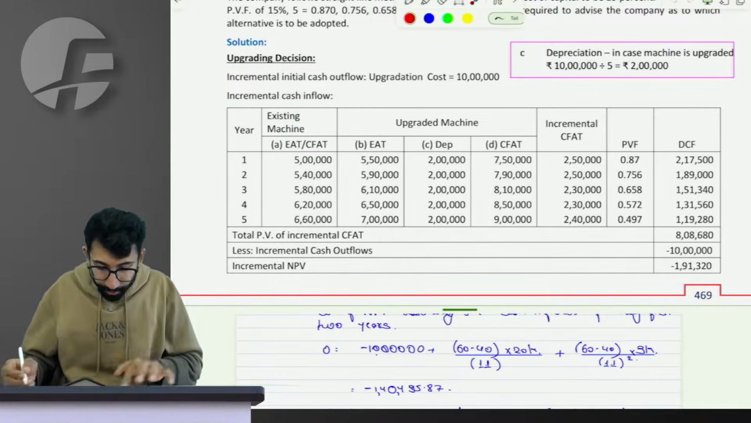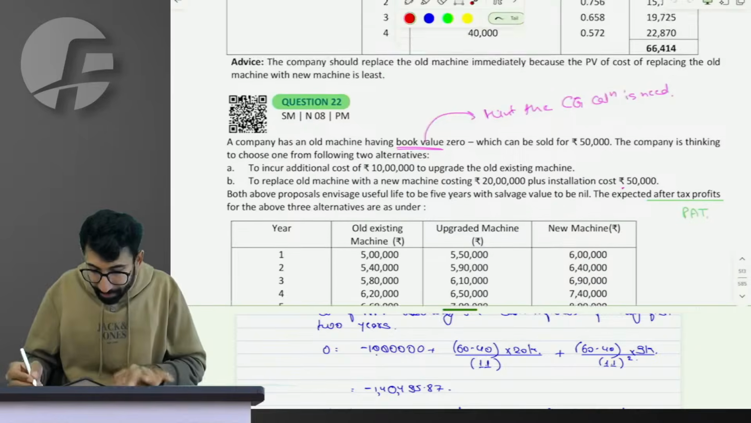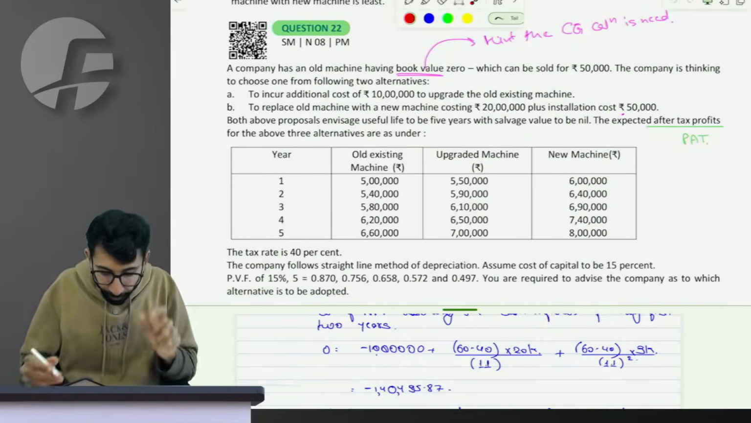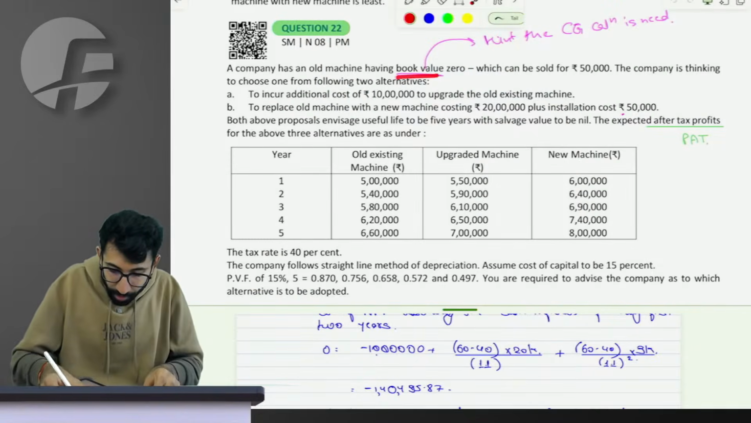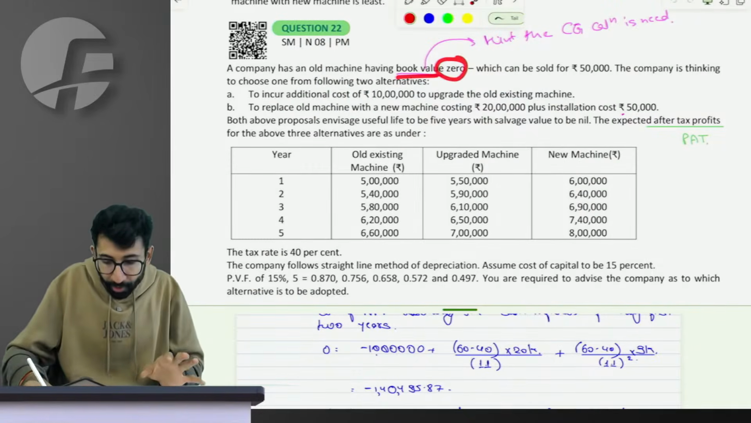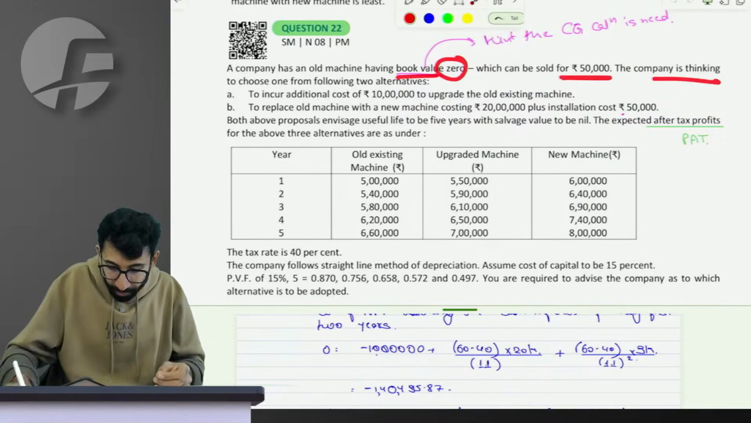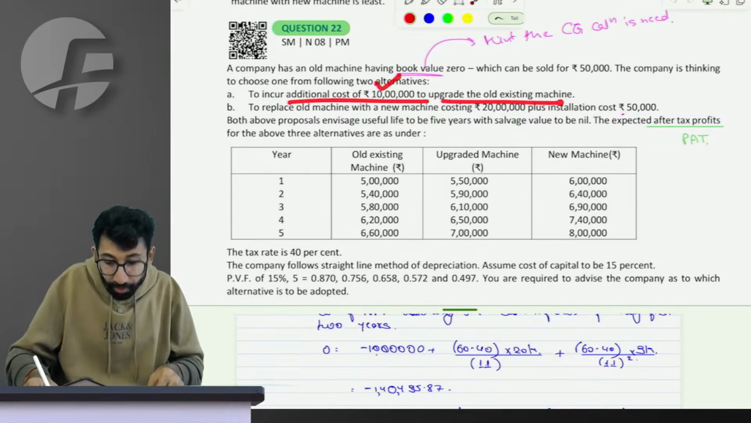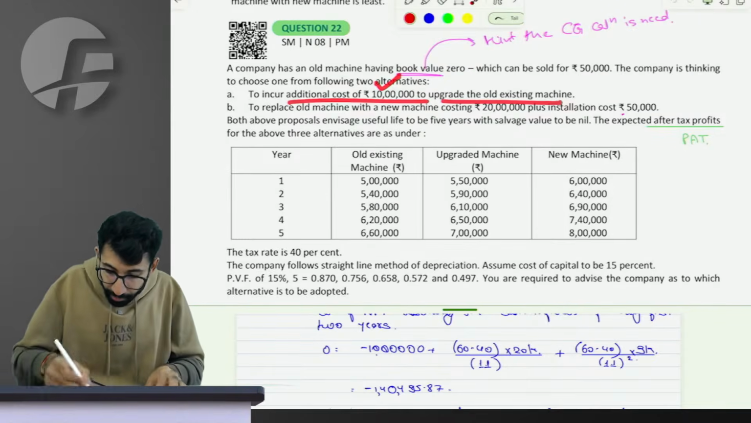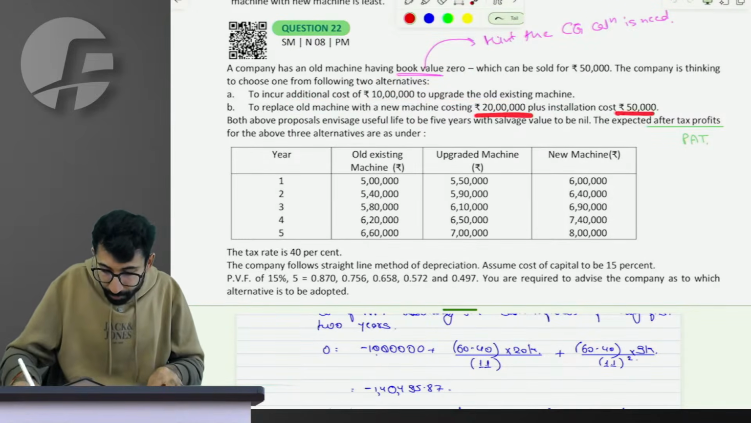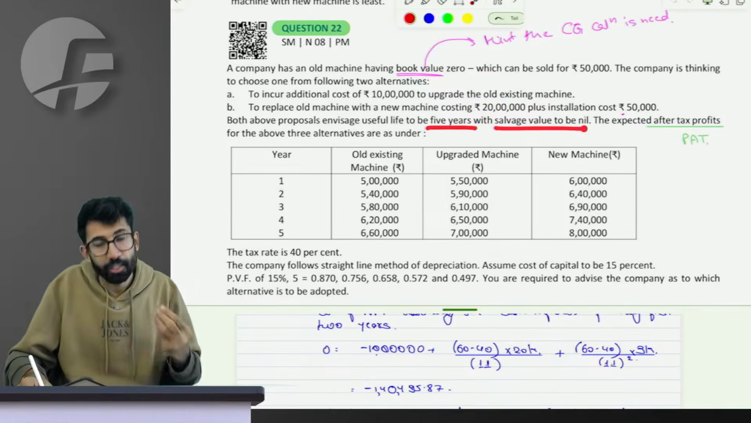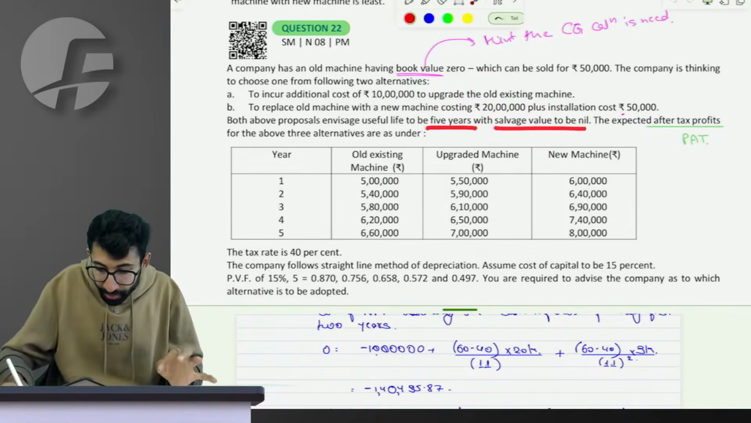Perfect. So first, if we upgrade, examiner, let's read the question. I will explain it, not solve it for you. The company has a machine, old machine, 0 book value. It can be sold for 50. Company is thinking to choose one of the two. Incur additional cost of 10, upgrade the machine, right? Incur cost of 20 lakhs plus 50,000 and buy the new machine. Useful life 5 years, in all the cases salvage value 0.